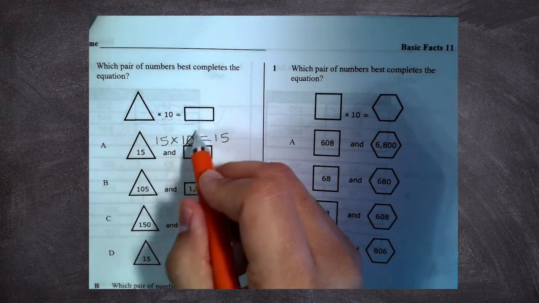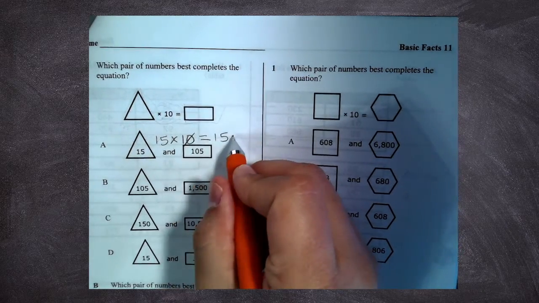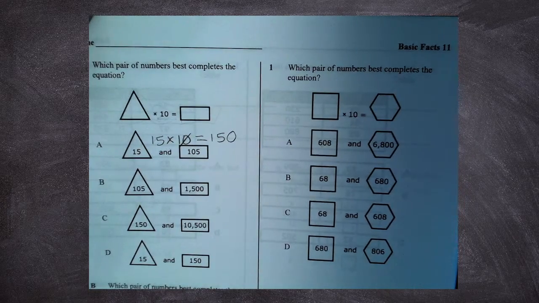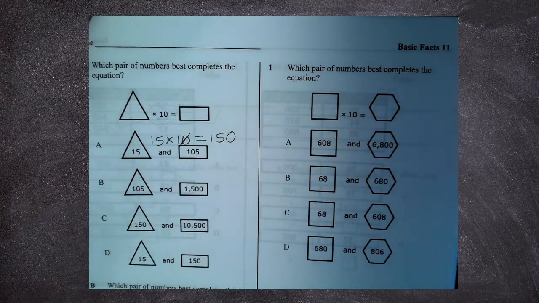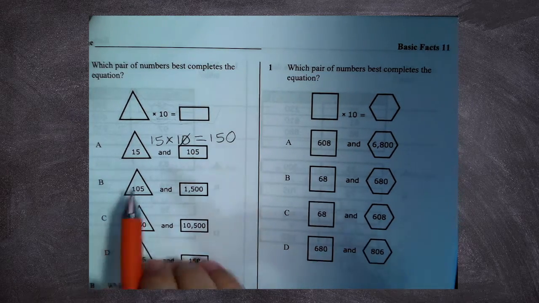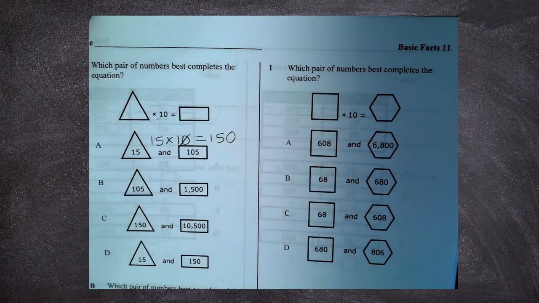Now, I can't forget, I took that 0 away earlier, but I didn't take it away forever. Got to put it back. 15 times 10 equals 150. So, can I pick answer choice A? Would those numbers work? What do you think, Chase? Yes or no? If I put a 15 here and a 105 here, would that be okay?